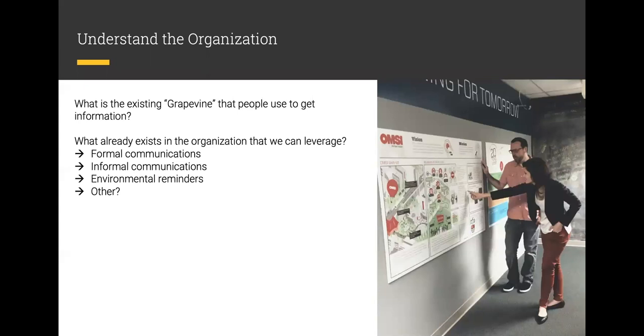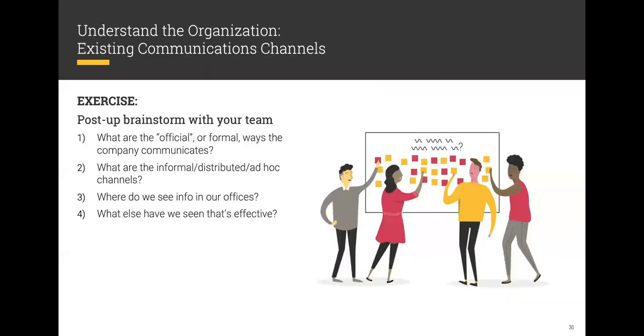What are the informal communications? Are there environmental reminders in the organization that we can take advantage of? Maybe what are the unique rituals or the unique elements of this company that we would want to make sure to consider in our design? So whether through detailed observation or even with a quick post-up exercise like the one that's pictured on this slide, we want to document the communication channels that already exist in the organization. There's no reason to build something new if there's already something that's working well that we can take advantage of.